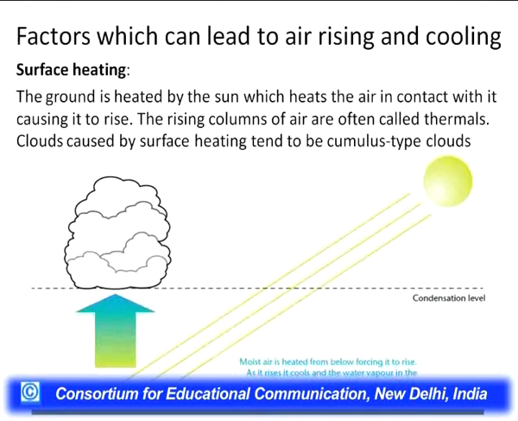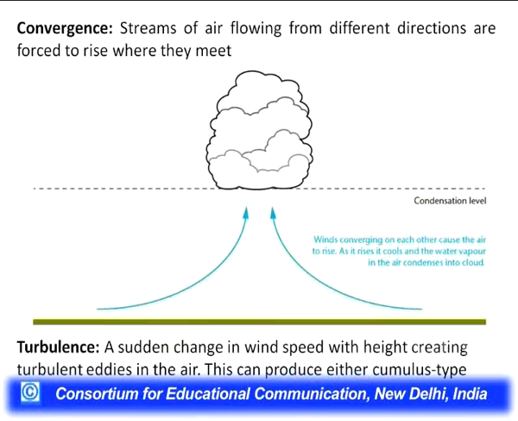The next one is convergence. I think we have already discussed it, and it is represented here diagrammatically. Here the air is converging from many directions, in this particular picture from two directions, and they can't cross each other or overpower each other. So they keep rising together, and if the rising is up to the condensation level, again the water vapor will get converted into cloud.